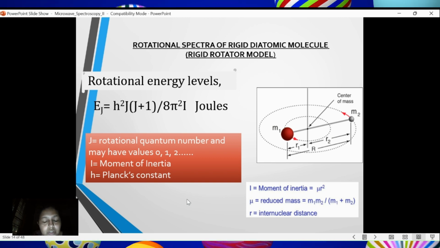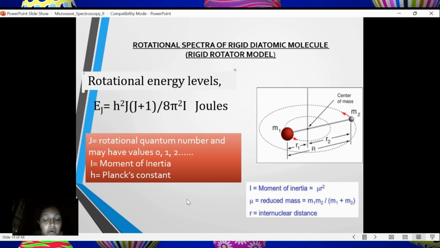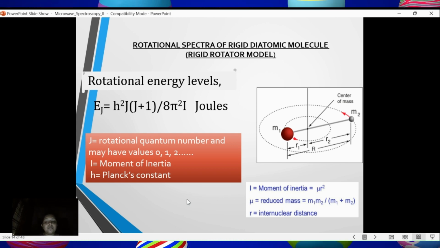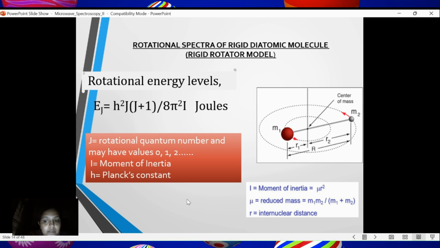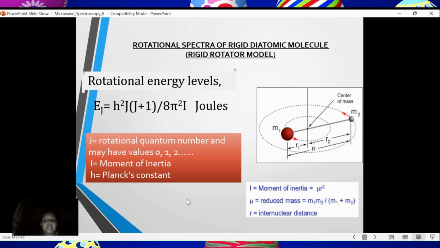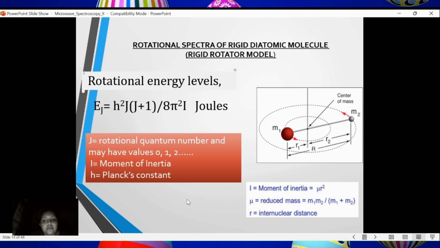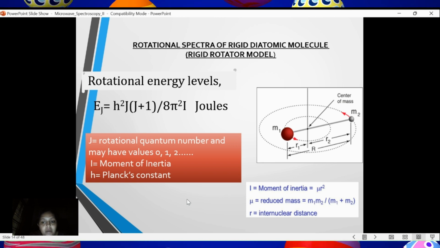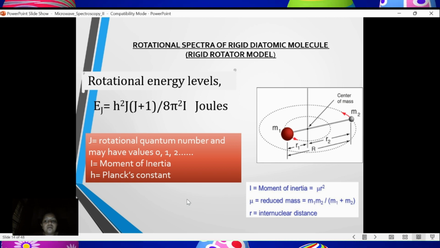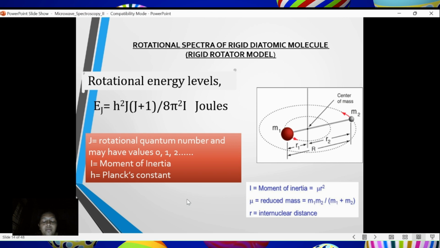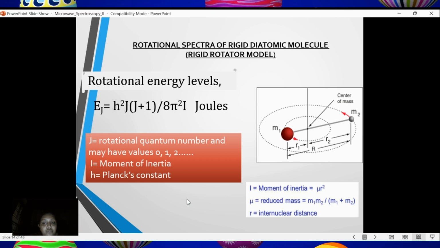Okay, now we are going to the rotational spectra for a rigid diatomic molecule. We know it is also known as the rigid rotor model or a rigid rotator model. In this model, the diatomic molecule is considered as two masses m1 and m2 with internuclear distance of capital R, and small r1 is represented as the distance from the center of mass for the mass m1, and r2 is represented as the distance from the center of mass for the mass m2.